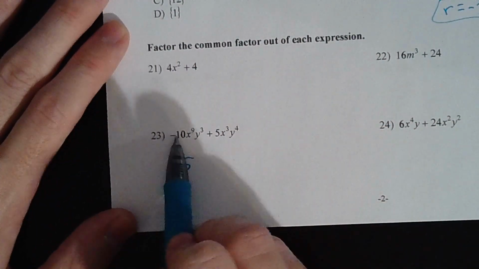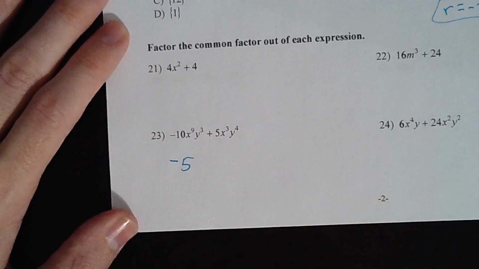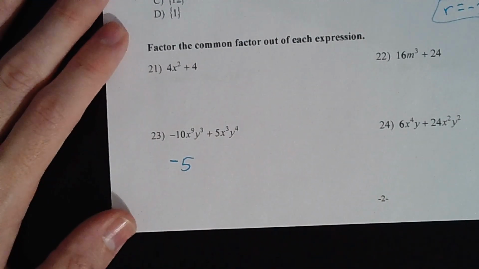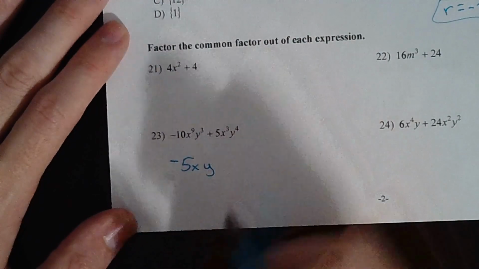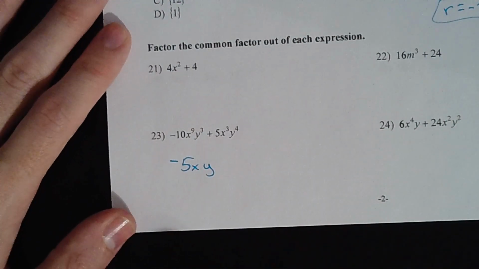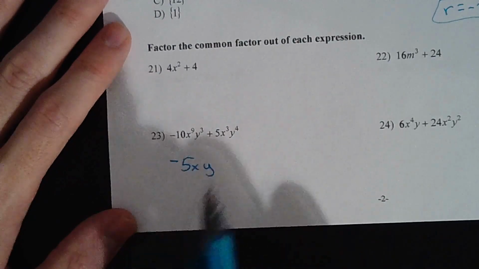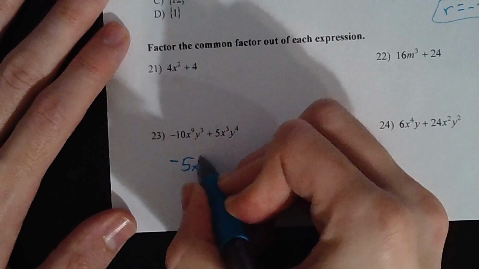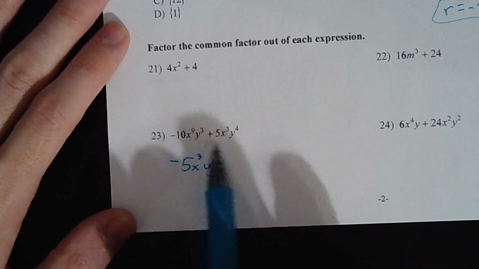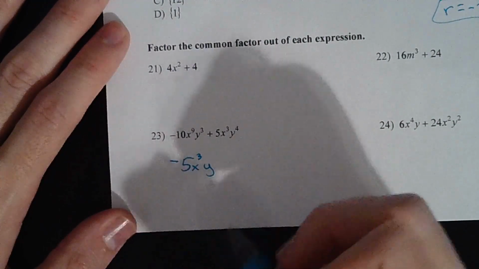However, if this is a negative sign, there must be a negative out front. Gotta do that. Write down every letter that shows up in everything. In this case, x and y both show up. And you're writing the lowest exponent from each. So x to the 9th, x to the 3, the lowest exponent is 3. Y to the 3rd, y to the 4th, the lowest exponent is 1.